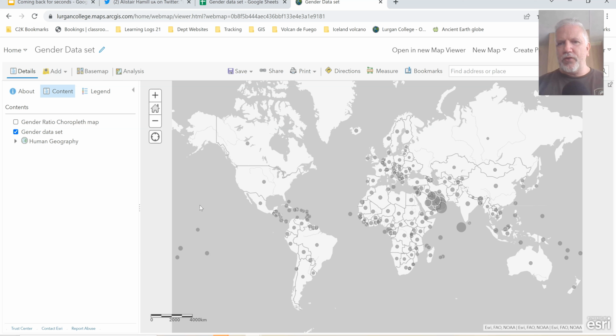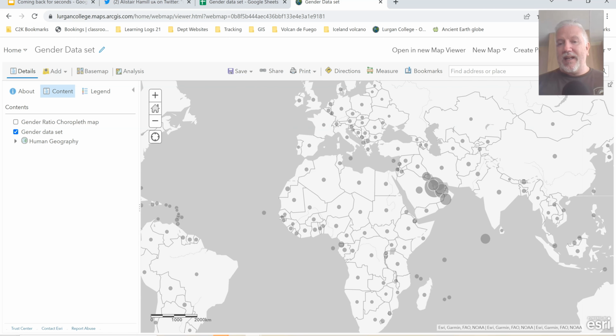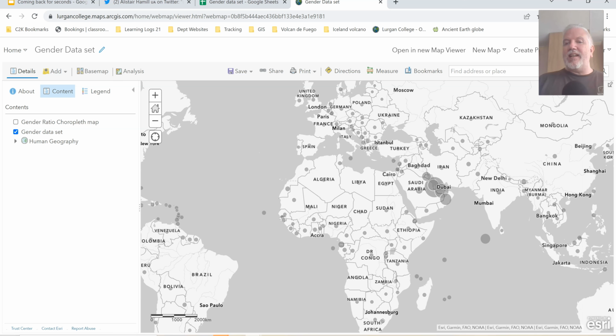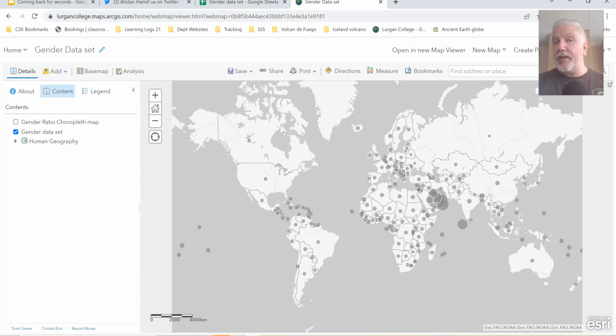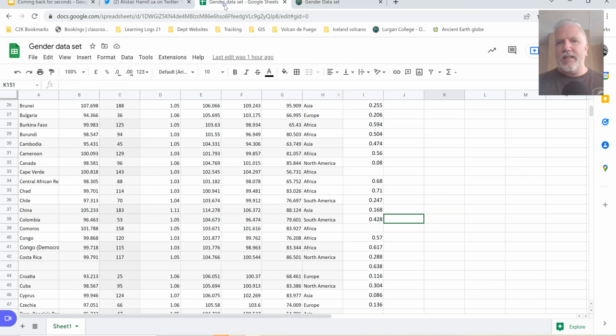So I just want to really see what we can see with these circles. And if you have a look at the pattern here, it would seem to suggest that there's not much variation across the world in terms of gender balance or imbalance. That is, until you start to zoom in here, of course, in the Middle East a little bit more, and what we see here is that there are some very, very large circles. So it seems to suggest that there's something that we need to look at about the spread of the data set. That brings us back into our spreadsheet.